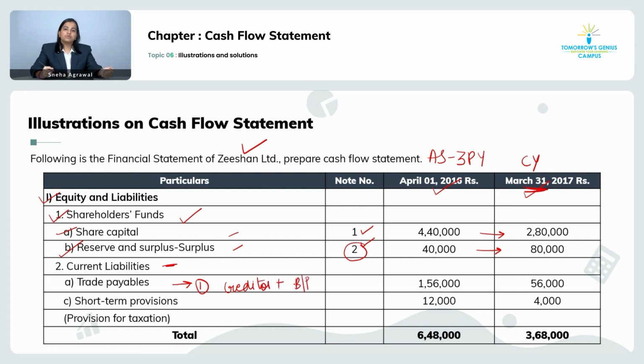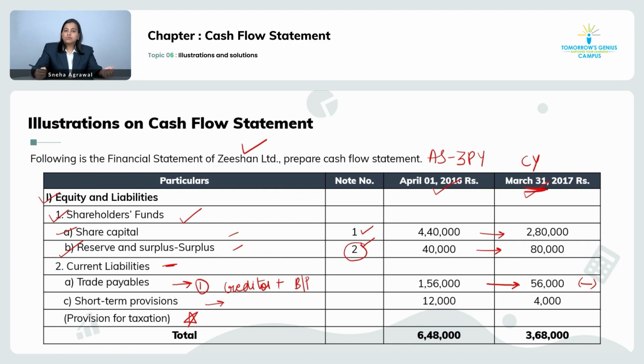So where do we use this? We use this in our cash flow statement in our operating activity part, that is, for knowing operating profit after working capital changes. I have told you, if there is an increase in current liability we will add it, if there is a decrease in current liability we will deduct it. If you see, my current liability is decreasing, so I will deduct it. And in which activity? Operating activity.